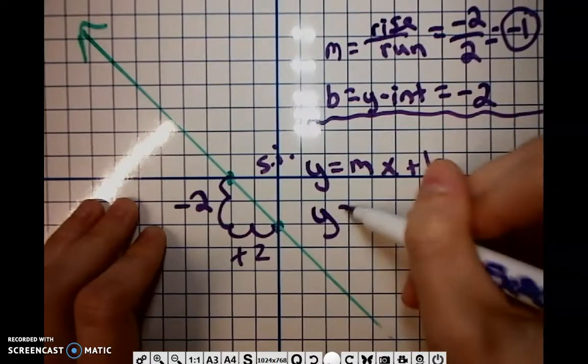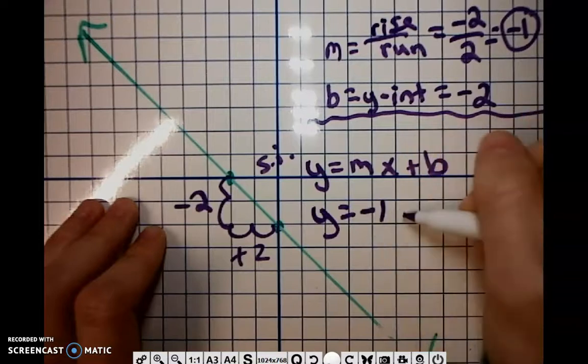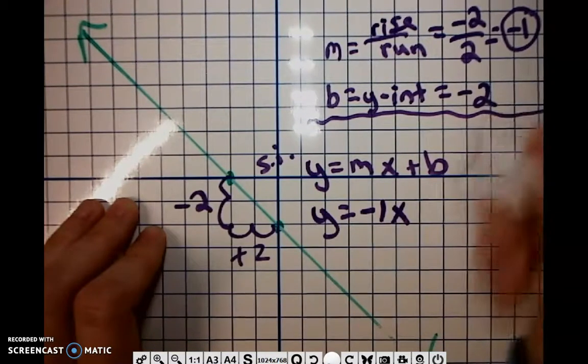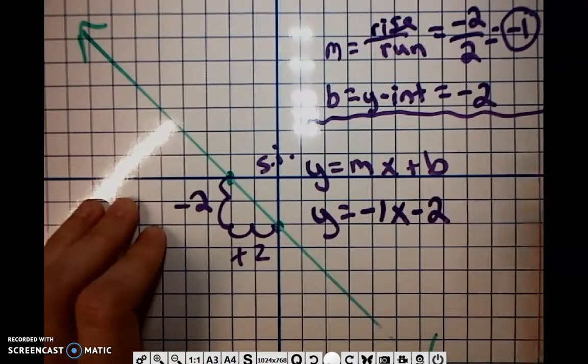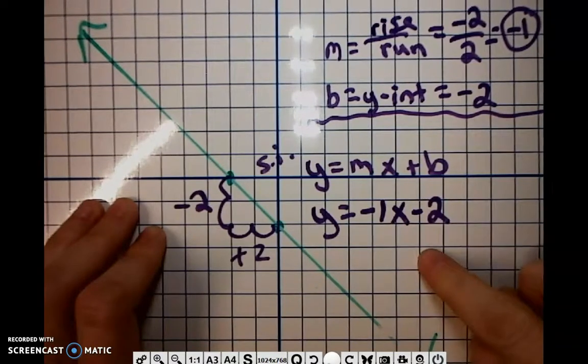So y equals, instead of m, I'm putting negative 1, x, right? And then b is negative 2. So instead of plus 2, it's not going to be plus b, right? It's going to be negative 2. So b here, positive b, is really what? Negative 2. So this is the name of my line in slope-intercept form, y equals negative 1x minus 2, okay?